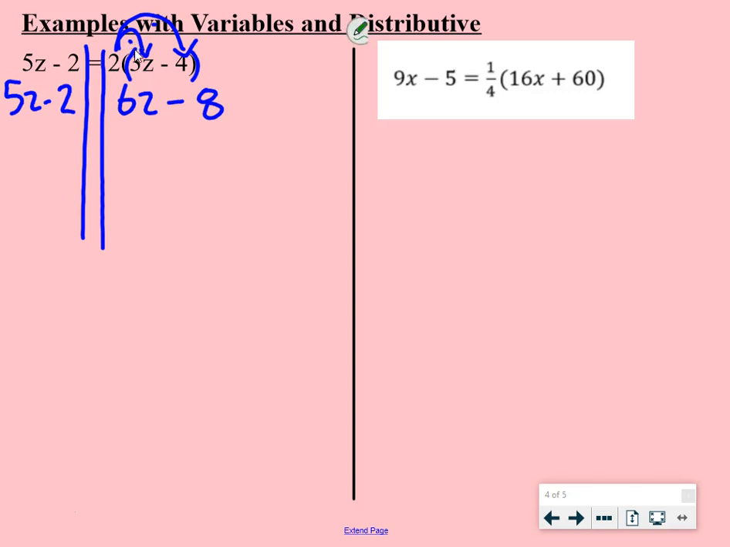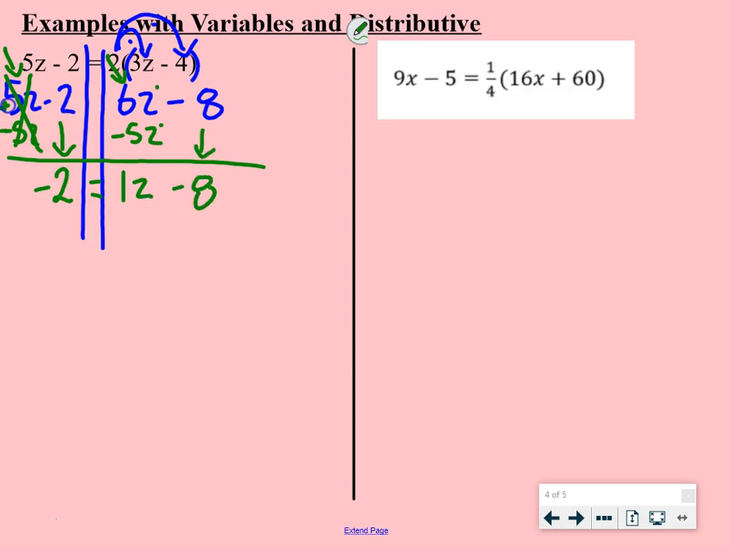Now we need to get our variables to one side. We have a 5z there and a 6z there. We need to get the variable to one side. Let's move the 5z. The 5z is positive, so to undo a positive 5z, we need to do a minus 5z. 5z minus 5z cancels out. Bring down the negative 2. 6z minus 5z is 1z. Bring down the minus 8.